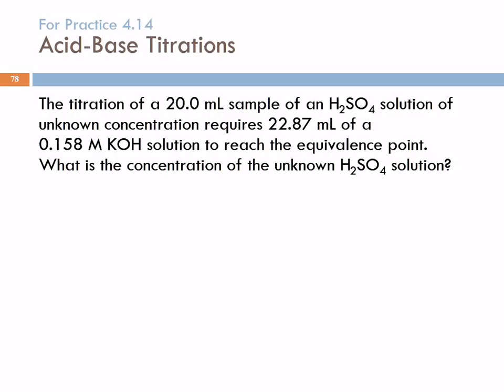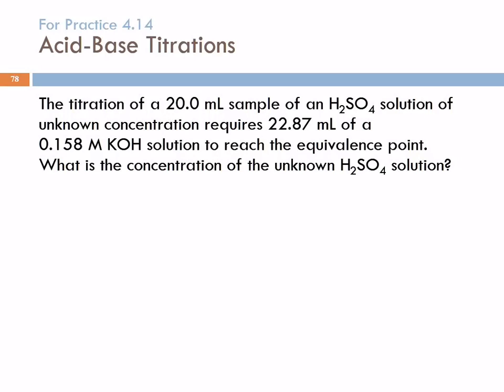Let's do an example of a calculation. A titration of a 20 ml sample of an H2SO4 solution of unknown concentration requires 22.87 milliliters of a 0.158 molar KOH solution to reach the equivalence point. What is the concentration of the unknown H2SO4 solution?